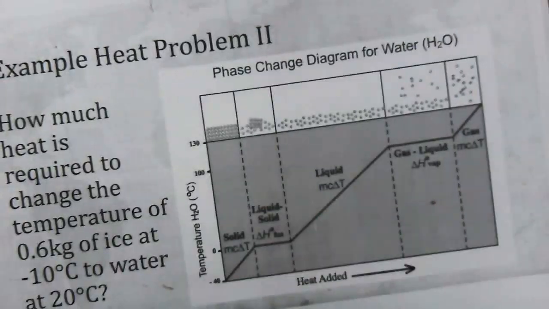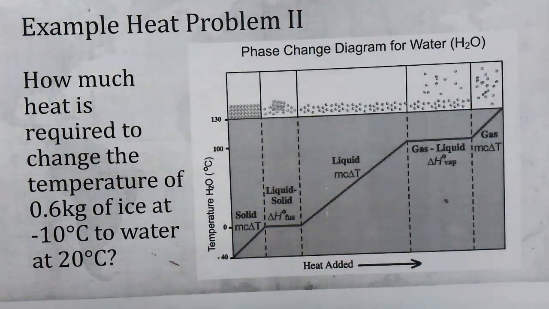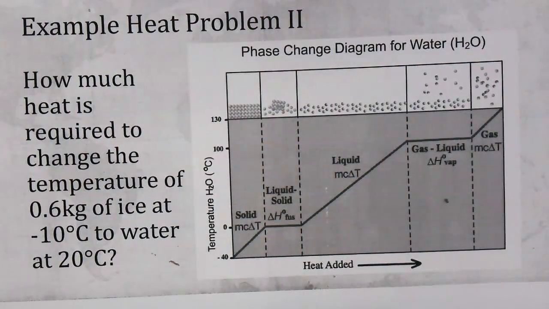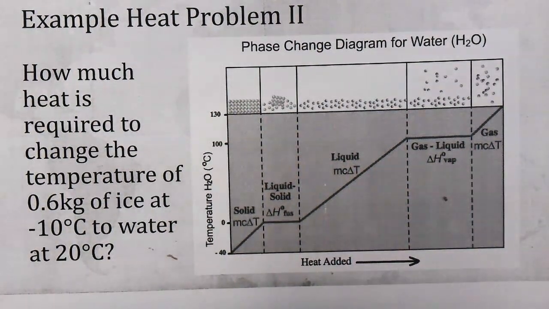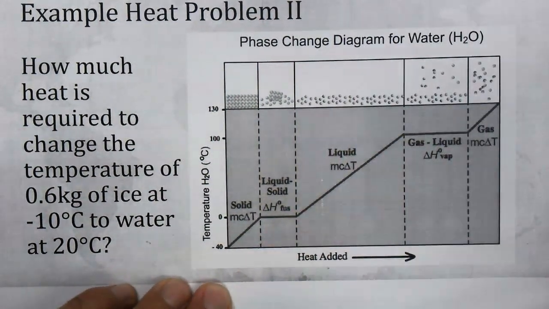Alright, so question 2 is this one. How much heat is required to change the temperature of 0.6 kilograms of ice at negative 10 degrees to water at 20 degrees? So this is where we got to think about what we're doing. We're doing three different things. The first thing we are doing is, it's an easy problem, but there's just 3 steps to it.